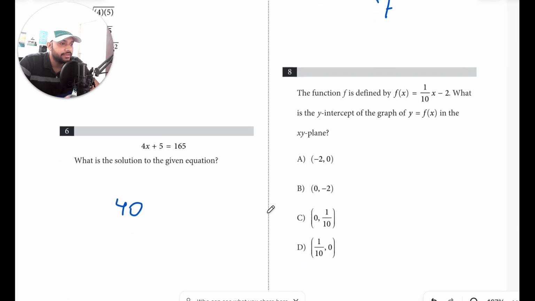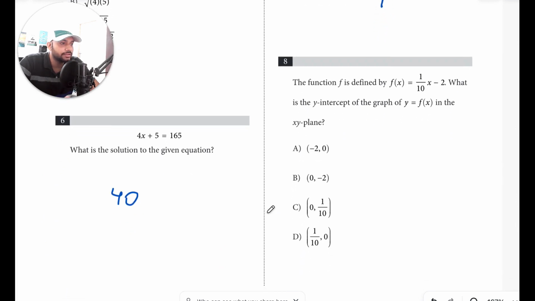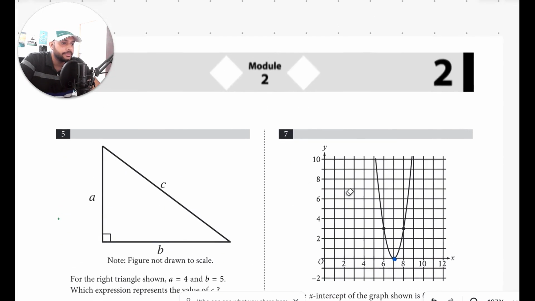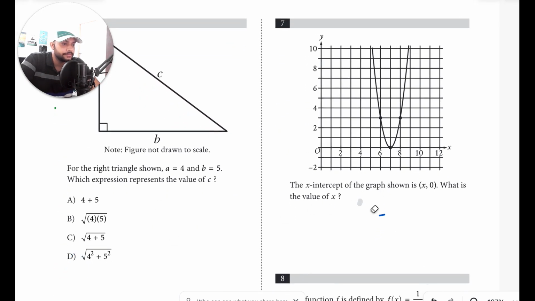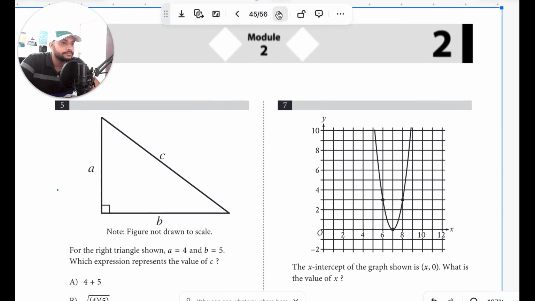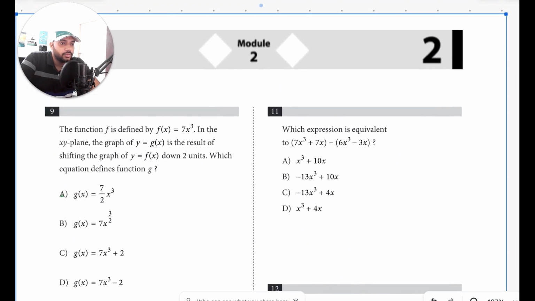7. You can see here, x-intercept. Question 8. The function f is defined by f of x is equal to 1 over 10x minus 2. What is the y-intercept of the graph of y is equal to f of x in the xy plane? Y-intercept is negative 2. So that means 0 comma negative 2, because y-intercept means x is 0. Y-intercept means you find the value on the y-axis. So B. Okay. Next page. So question 9.